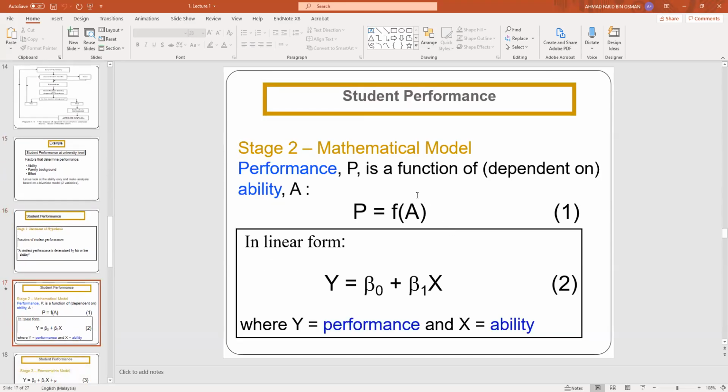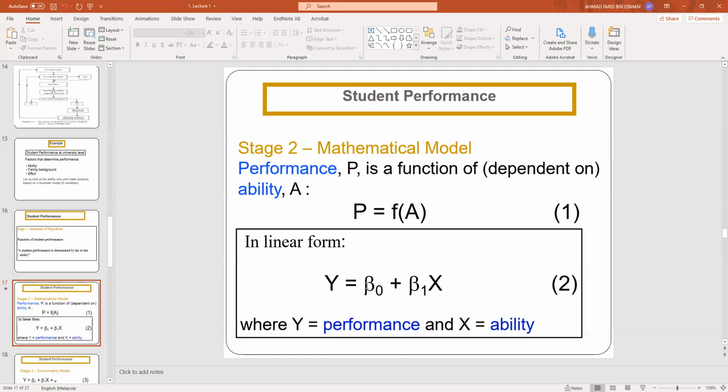So the next step, you need to specify the mathematical model. Let's say we decide to use a linear model, which is given by this. So you state that performance P is a function of, or depends on, ability. So P is a function of ability. In linear form, you write down the equation like this: y equals an intercept plus beta 1 x.